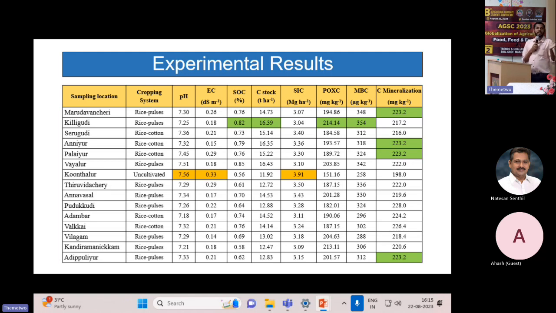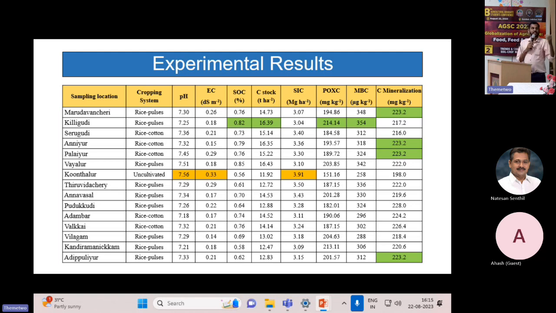Similarly, the soil organic carbon contributed to more carbon stock, whereas the soil inorganic carbon, which is the measure of the carbonates present, was lower because the soils undergo continuous cultivation and the carbonates are being converted into organic form. The highest inorganic carbon was present in the uncultivated land use. POX is the permanganate oxidizable carbon, which is the labile fraction of the carbon.